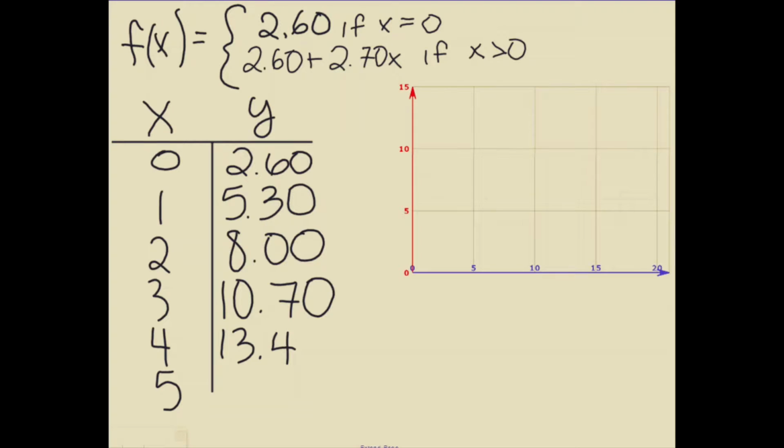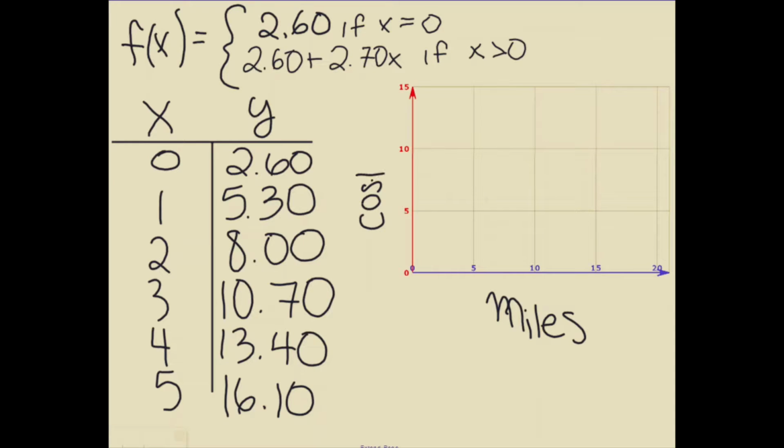So 0 miles would be $2.60, 1 mile would be $5.30, 2 miles would be $8, 3 miles would be $10.70, 4 miles would be $13.40, and 5 miles would be $16.10. As I said earlier, the x value would be how many miles were traveled, and the y value would be the cost in dollars. As we graph, it's quite easy because you just take your x value and your y value that corresponds with the x value and plot it.